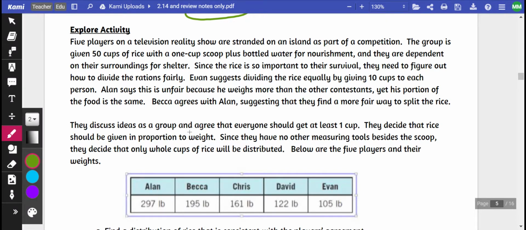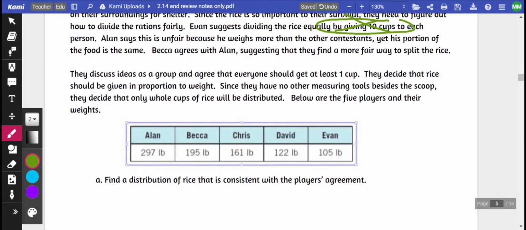They discuss ideas as a group and agree that everyone should get at least 1 cup. Well, let's hope so. They've got 50. They decide that rice should be given in proportion to weight. So they do end up agreeing that it should be in proportion to weight and not that it should just be given equally among them as 10 cups. They get rid of that idea. Since they have no other measuring tools besides the scoop, they decide that only whole cups of rice will be distributed. Below are the 5 players and their weights.